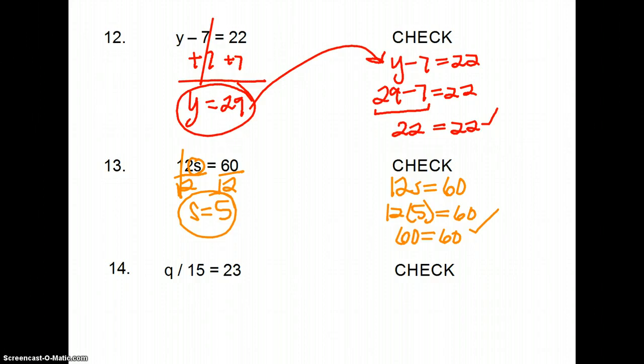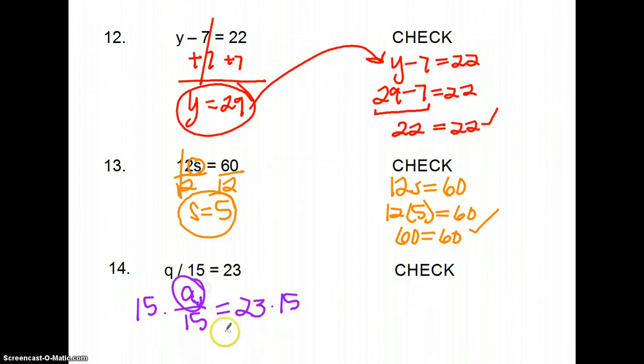This next one came out a little funky on my chart, but it's really Q divided by 15 equals 23. So if I have division, the inverse operation of that is to multiply both sides by the denominator, which is 15, to get Q by itself. Q is equal to 23 times 15, which is 345.